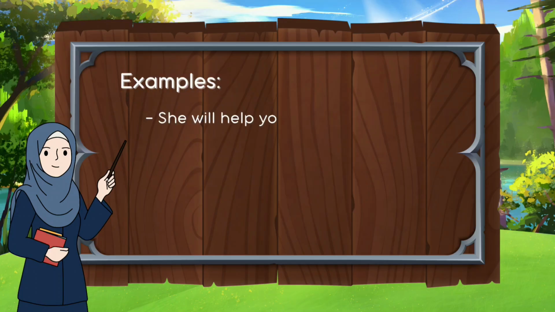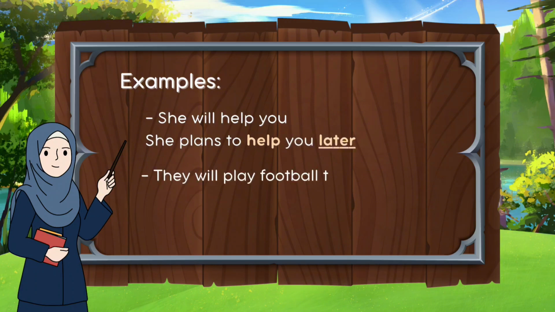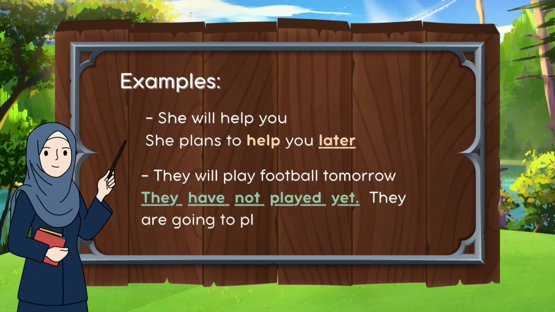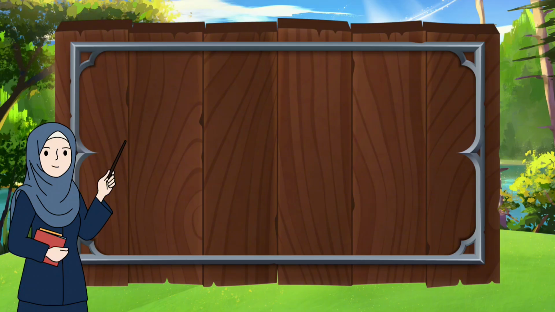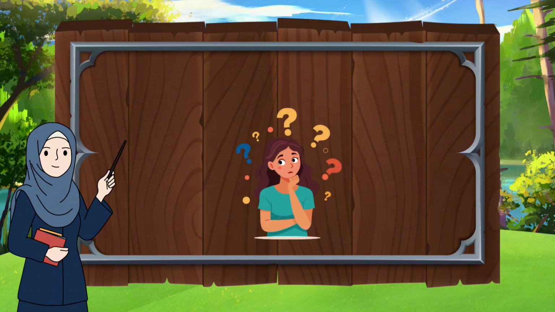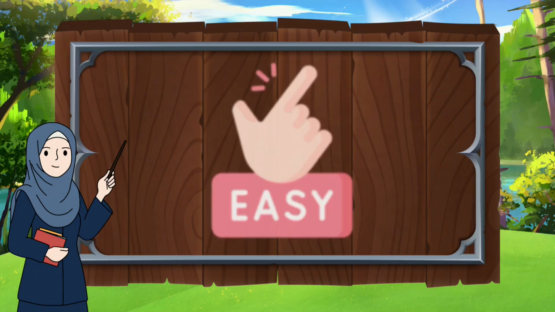She will help you. That means she plans to help you later. They will play football tomorrow. So, they have not played yet. They are going to play tomorrow. Easy, right? Let's try another form. Now, how about the negative form? Easy again.